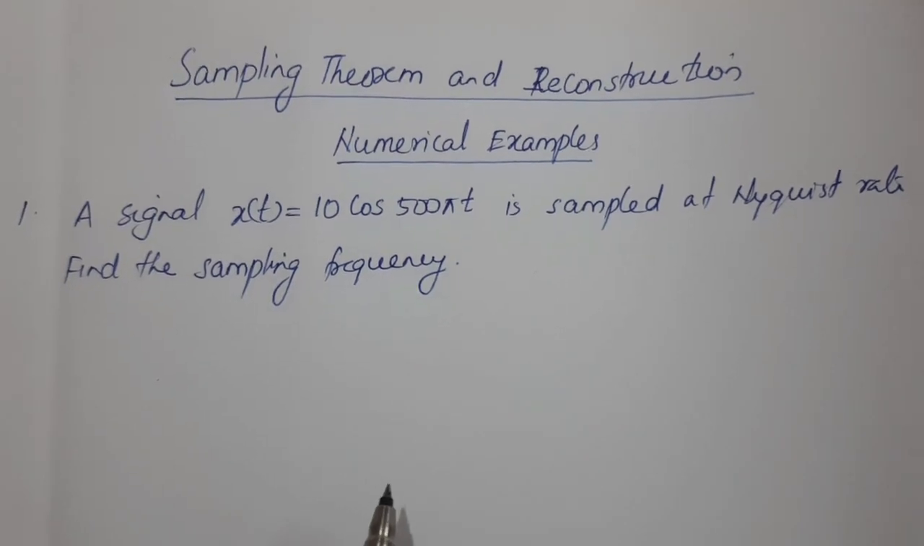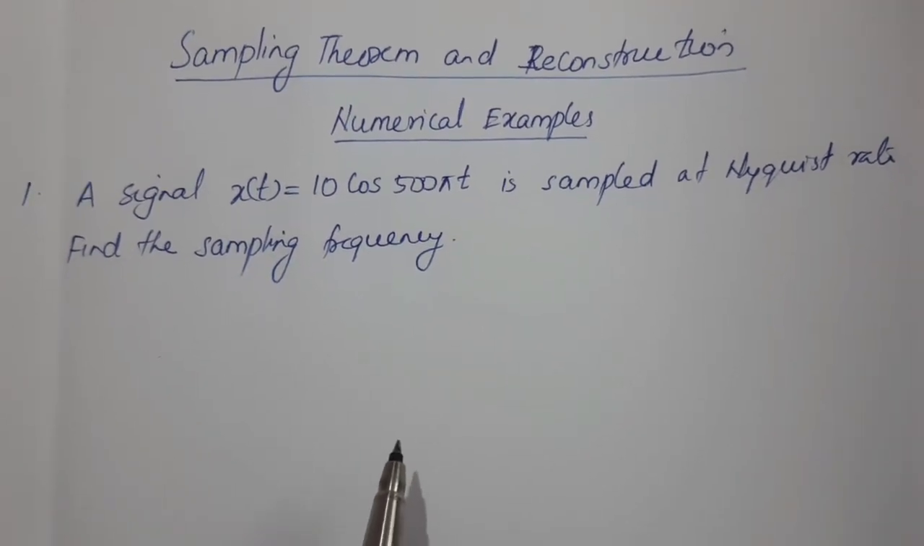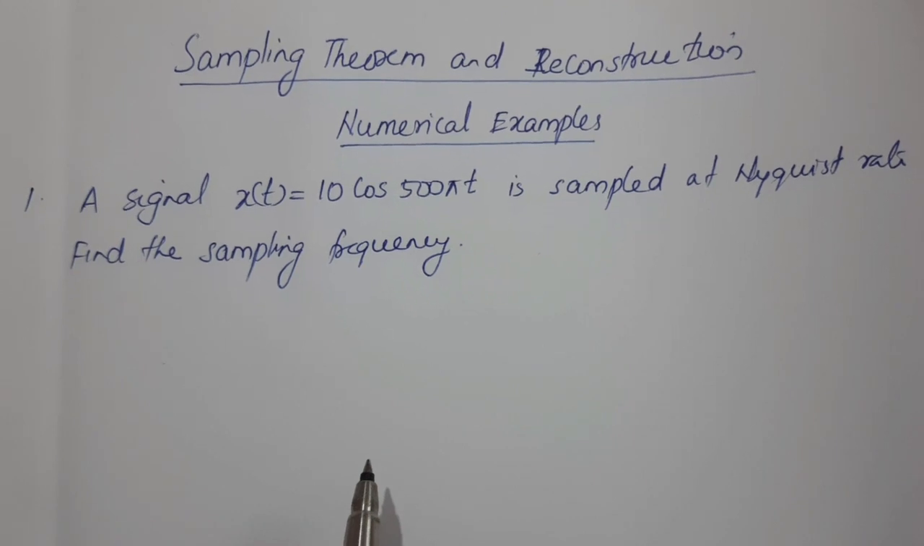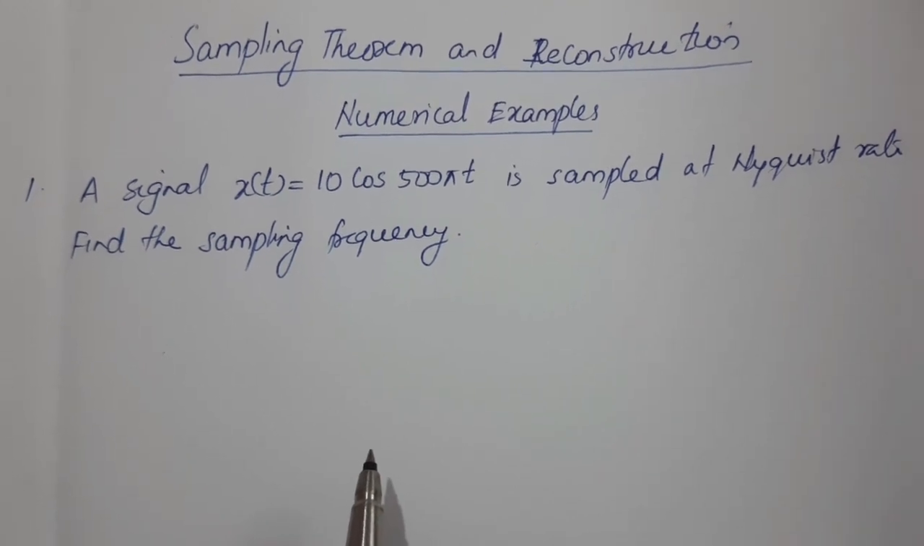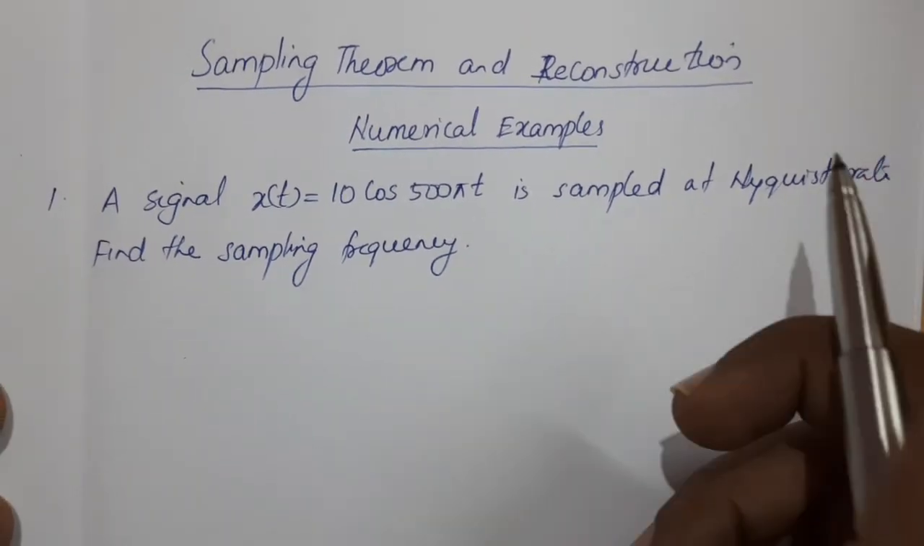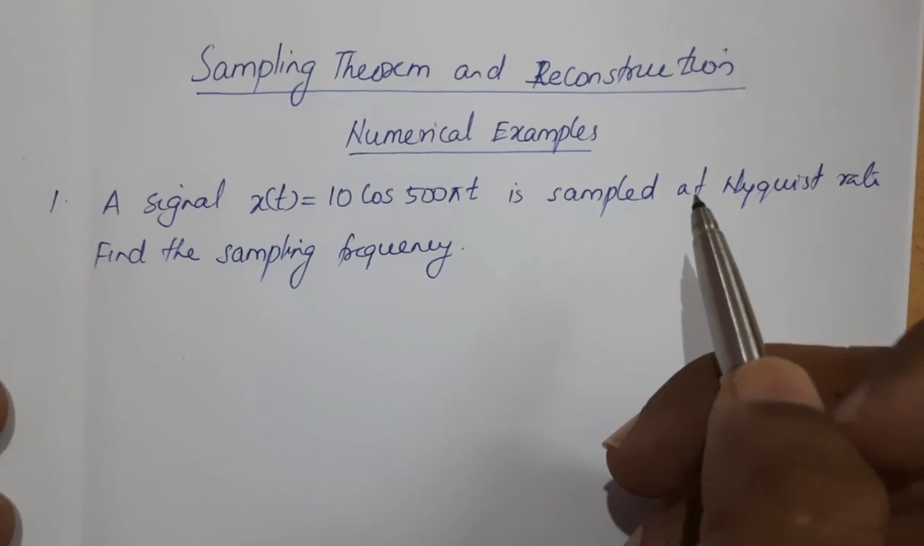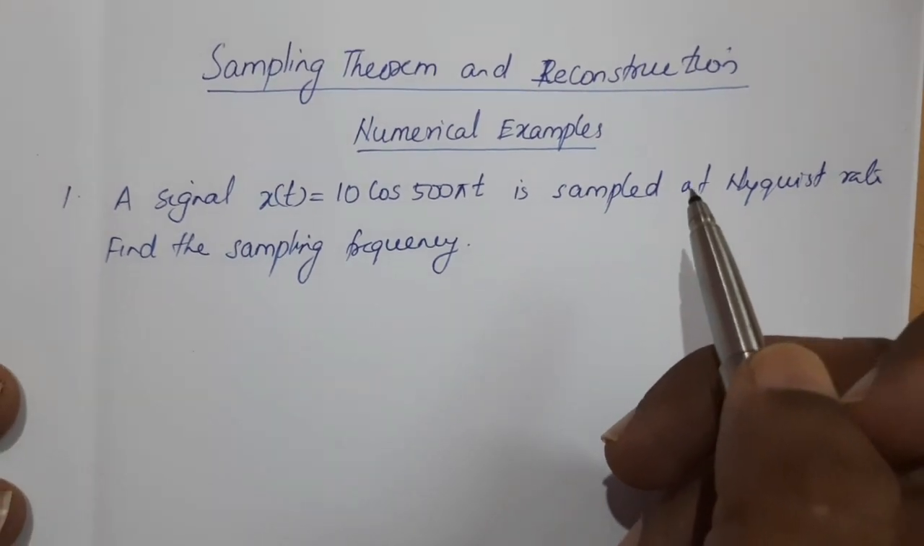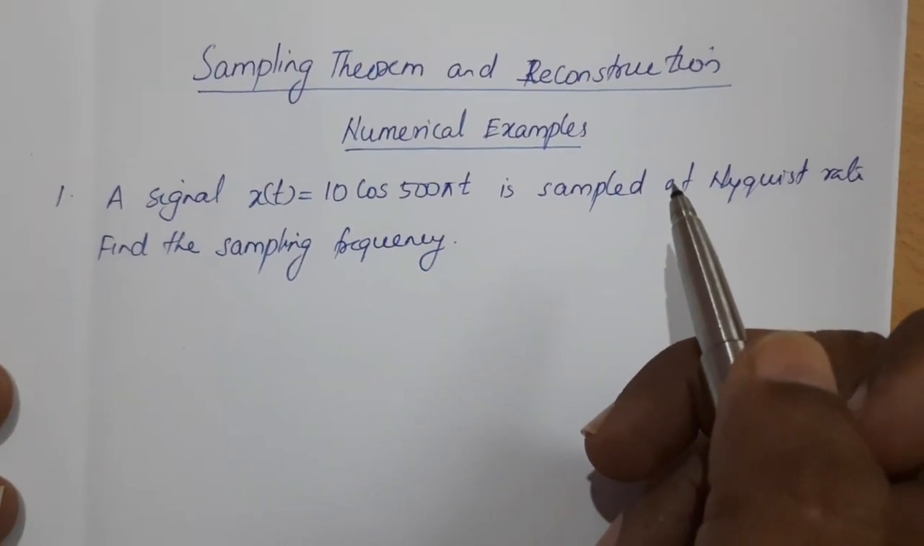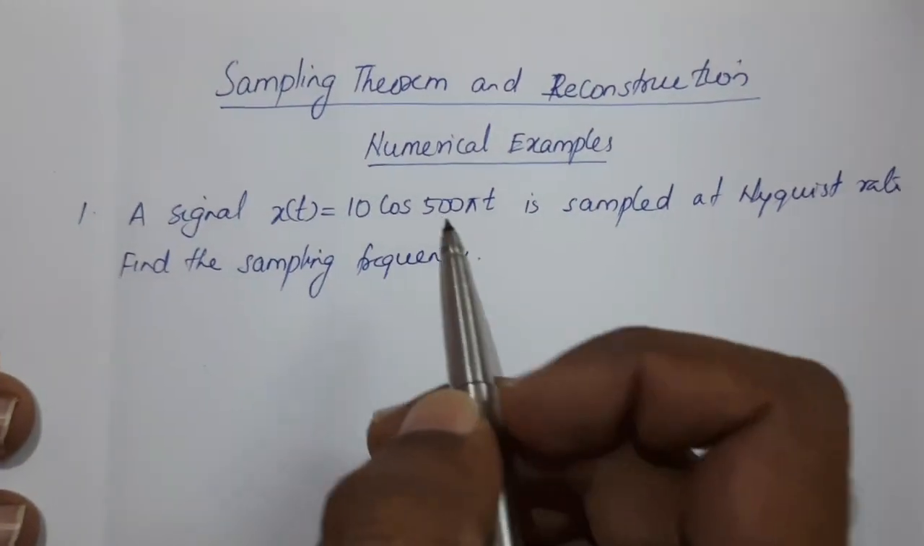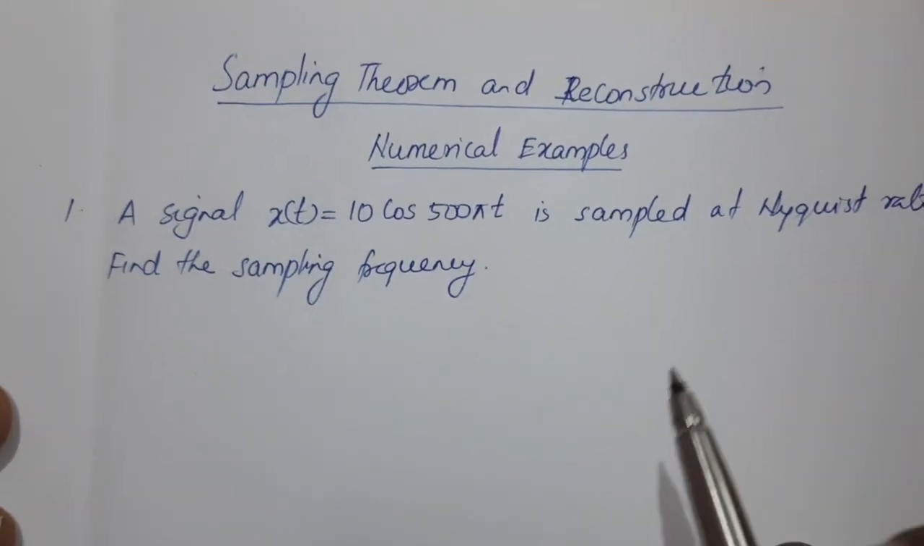Hello everyone. So far we discussed the Nyquist sampling theorem and reconstruction of the original signal from the knowledge of samples. We know that the original signal can be reconstructed from the samples by passing them through a low pass filter. So today we will do some numerical examples related to the sampling theorem.